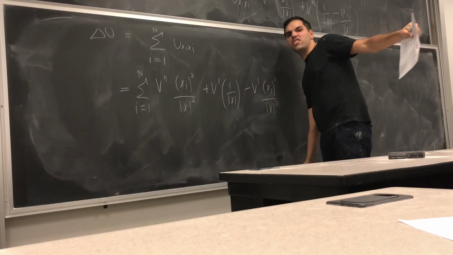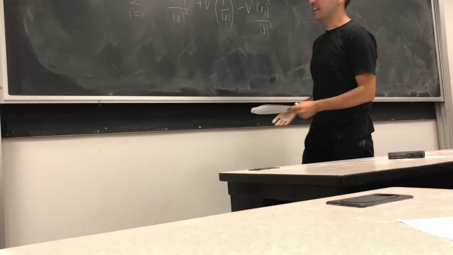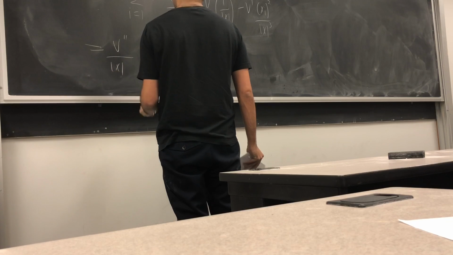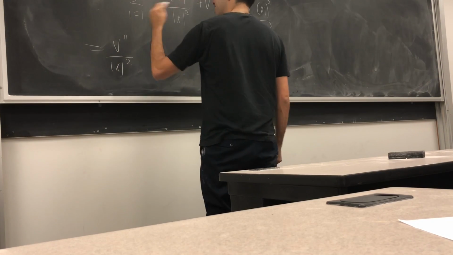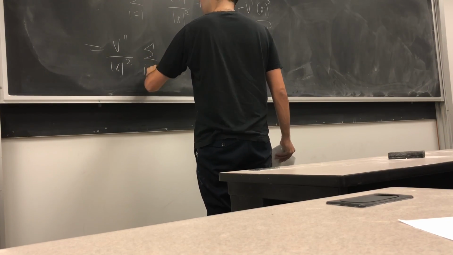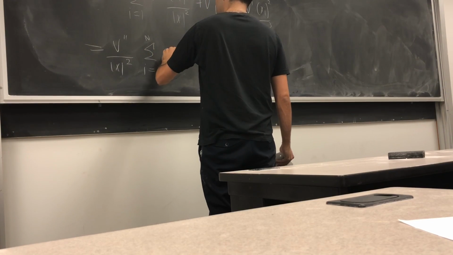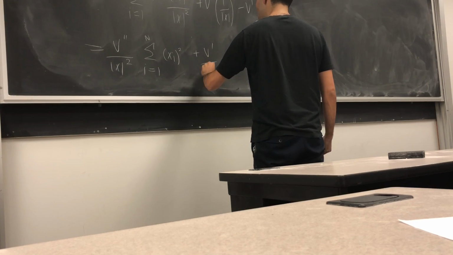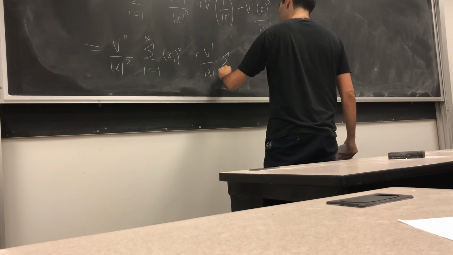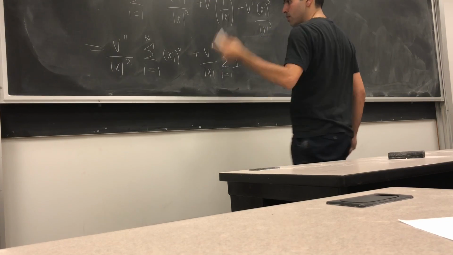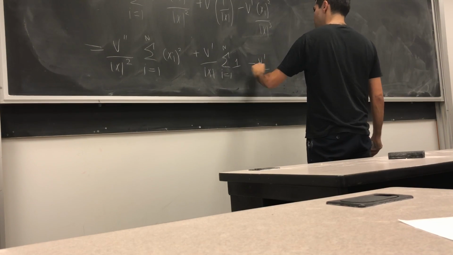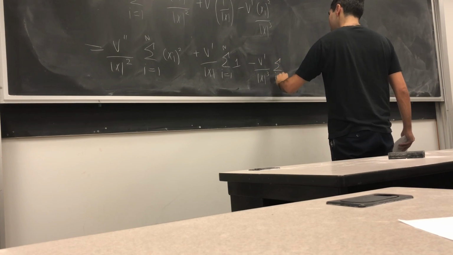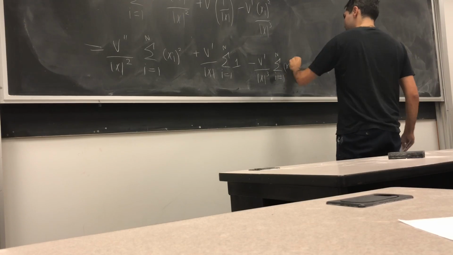And anything that does not depend on i, let's just pull it out of the sum. So think of it as a big fire, and we're rescuing those poor v double primes and absolute value of x squared. So in the end, you have v double prime over absolute value of x squared, sum from 1 to n of xi squared, plus, if you want, v prime over absolute value of x, sum from 1 to n of 1, minus v prime over absolute value of x cubed, sum from 1 to n of xi squared.